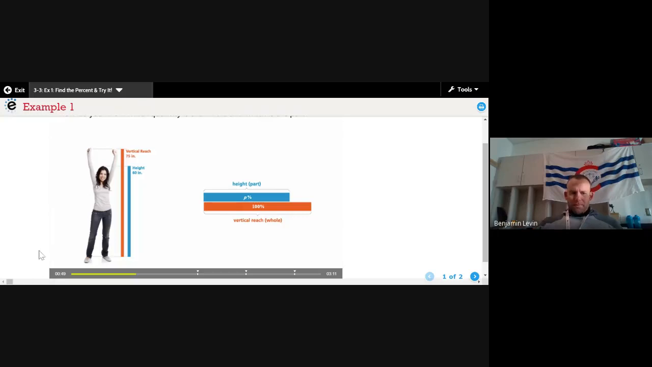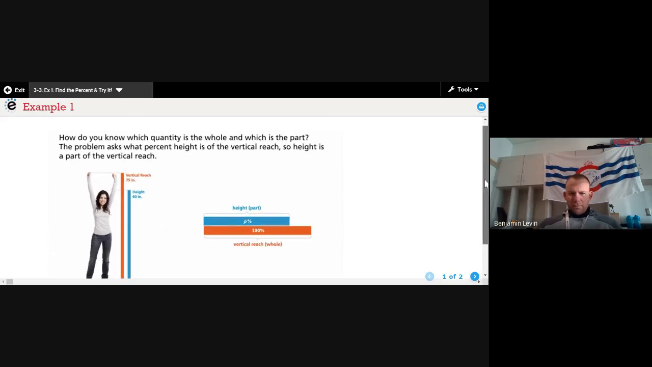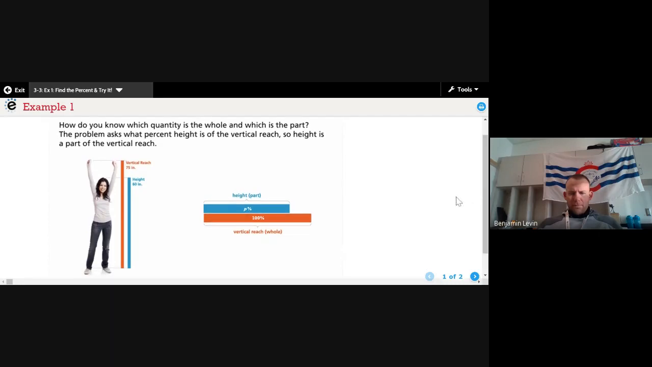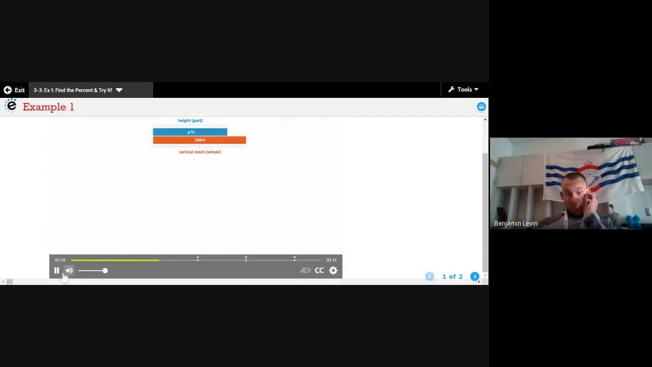So, how do you know which quantity is the whole and which is the part in this situation? The problem asks what percent height is of the vertical reach, so height is a part of the vertical reach. Now we can use the bar diagram to develop the percent equation.